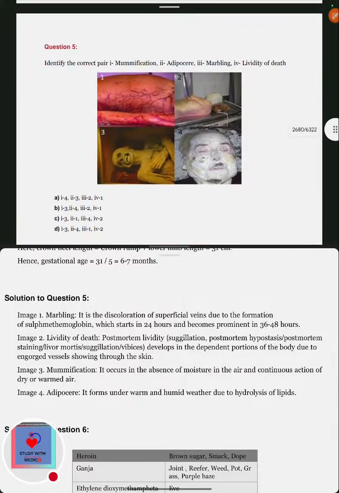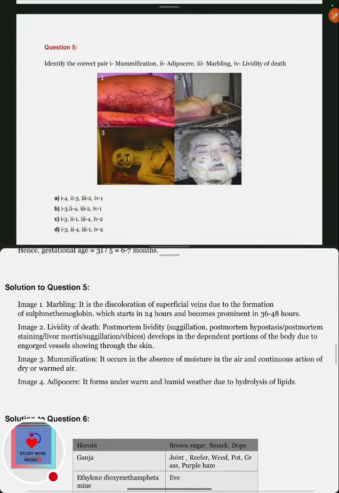Identify the correct pair: mummification, adiposity, marbling, lividity of the body. Okay, so this one you can see looks like mummification.